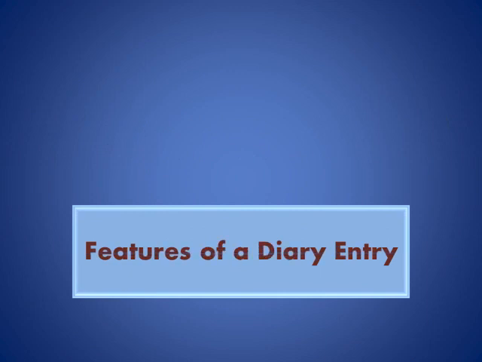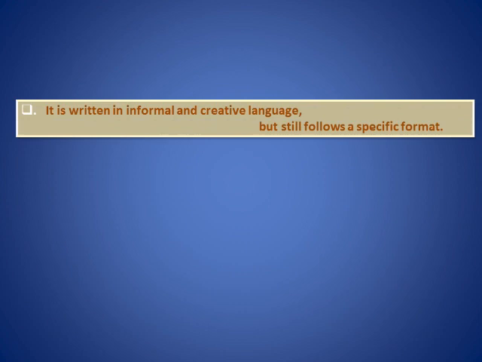We'll see the features of a diary entry, how to write. Let's go to the next, how to write a diary entry. This is a sort of practice, students. It is written in informal and creative language, but still follows a specific format. So what you find here, informal language you can use, right? Informal, and creative words you can use, but still that is a format.